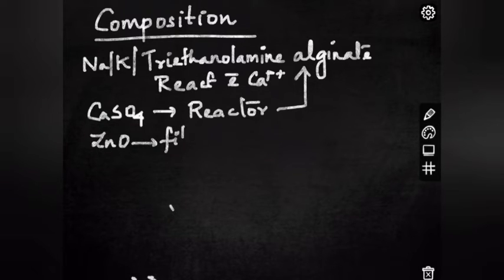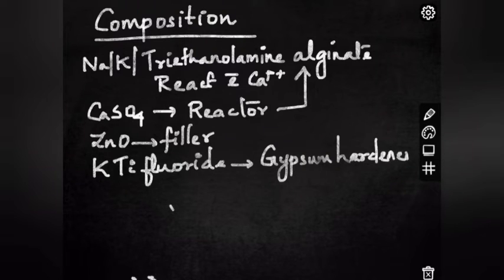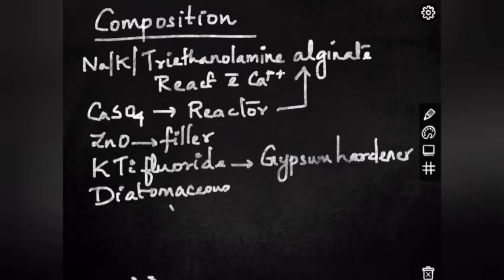Next is zinc oxide, which is present at about 3 to 4% and is a filler. Then we have potassium titanium fluoride, which is a gypsum hardener. It is going to facilitate the setting of the gypsum. We also have another filler, diatomaceous earth, which is present in a higher amount, around 60%. And like I said, it's also a filler.